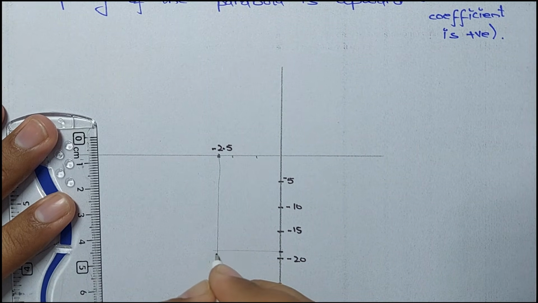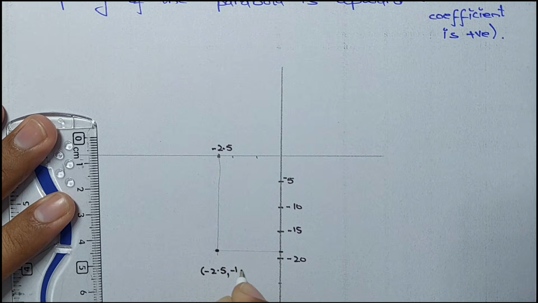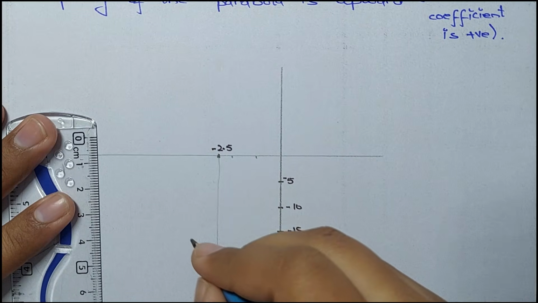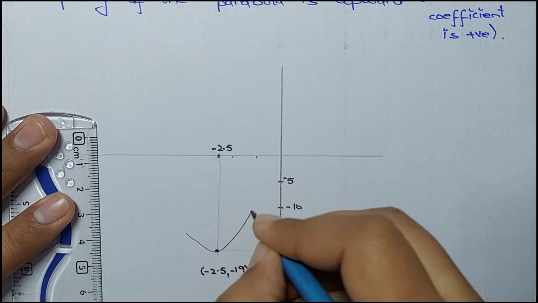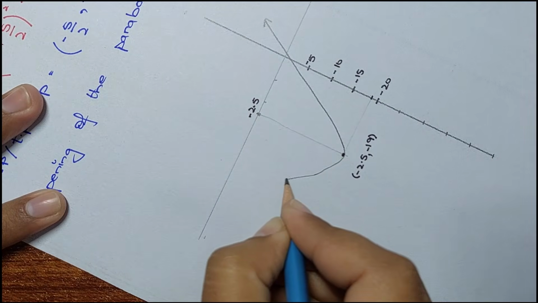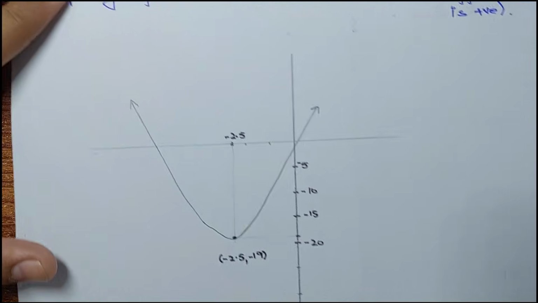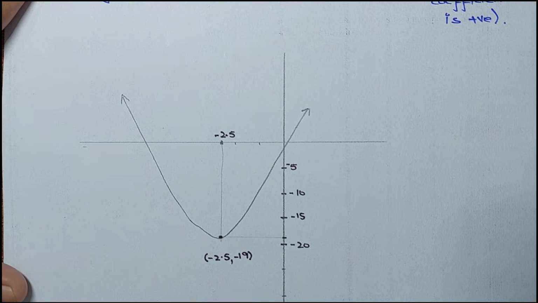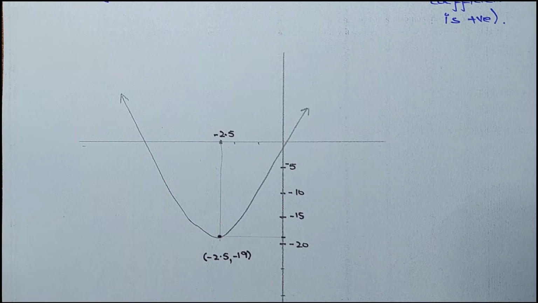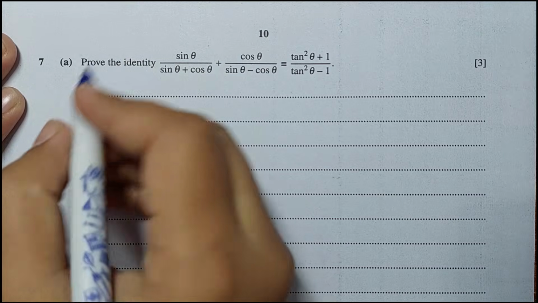This is the vertex point. We can say the turning point, which is negative 2.5 and negative 19 for the parabola, the vertex point. Okay. Now let me sketch the parabola. This is how the sketch looks. We are just supposed to show the opening of the parabola and the stationary point or turning or vertex point. No need to find out at what point they cross the intercepts, like the x and the y intercept.